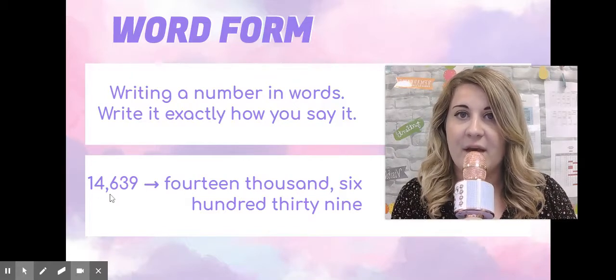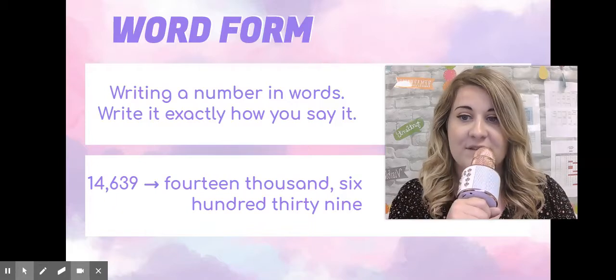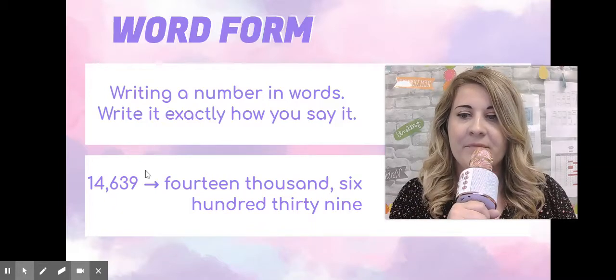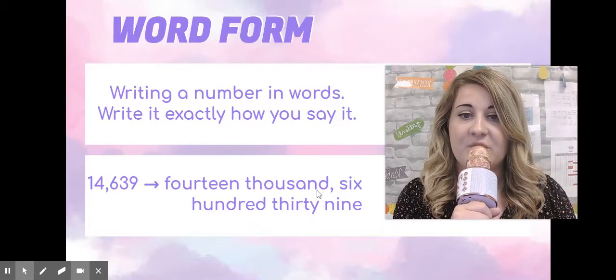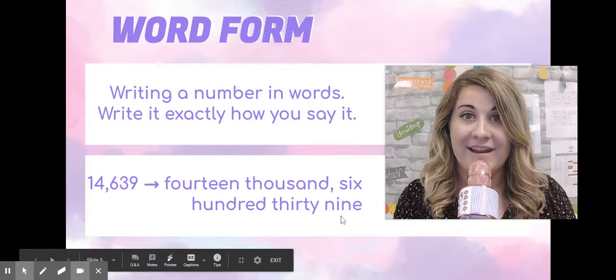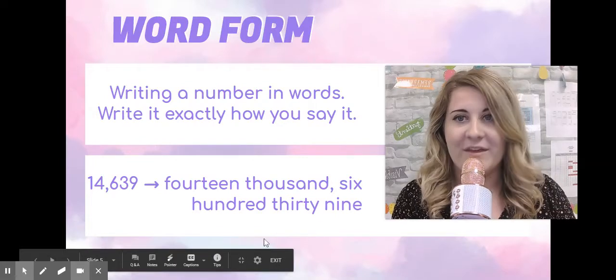Then when we get to the comma says what? Thousands. Good. 14,000, comma. And then we say everything after that. This number here is 639. So I wrote down 639. And we have that whole big thing.